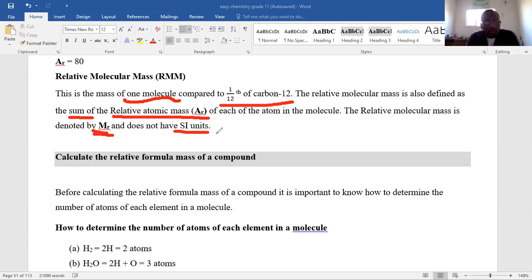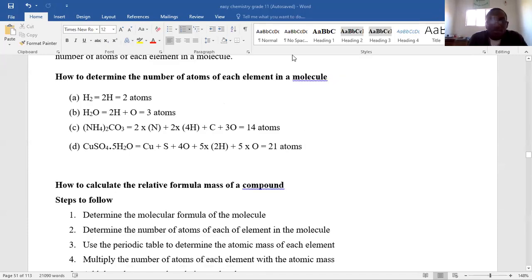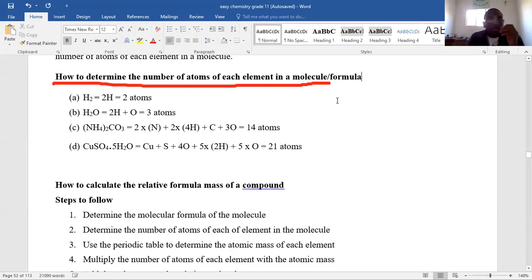How do we calculate the relative molecular mass or relative formula mass? If you're given a molecule, you calculate for a molecule. If you're given a formula, it's the same principle. Before we learn how to calculate this, there is an important component that we need to understand, because this is what will help us. We need to determine how many atoms are present in a given molecule or formula.